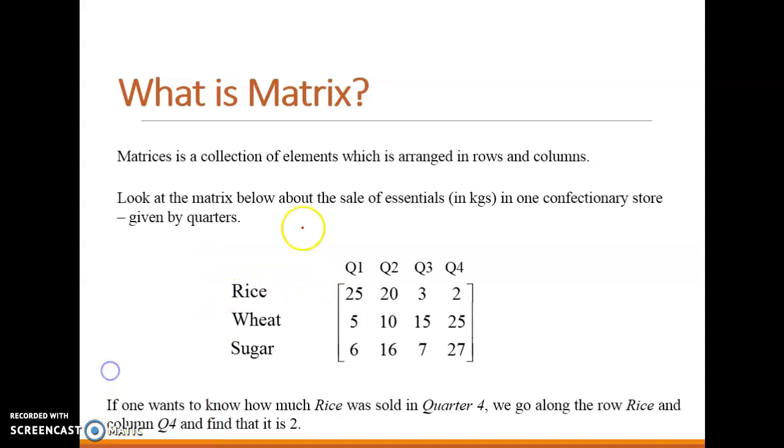If I say by this matrix, this is row 1, this is row 2, this is the third row. Similarly, if I talk about columns, this is column 1, this is column 2, this is column 3, and this is column 4. So every time for the matrix representation, you have to just see that all your elements should be arranged in rows and columns.